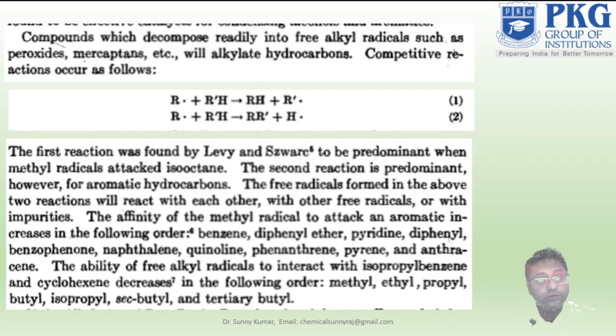The ability of the free alkyl radicals to interact with isopropyl benzene and cyclohexane decreases in the following order: methyl, ethyl, propyl and butyl, and isopropyl, secondary butyl and tertiary butyl. So this is the order of free radicals interacting with isopropyl benzene and cyclohexane.